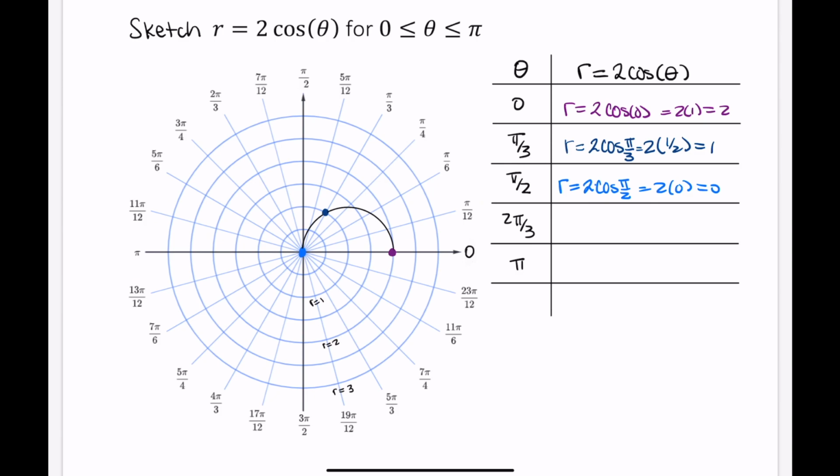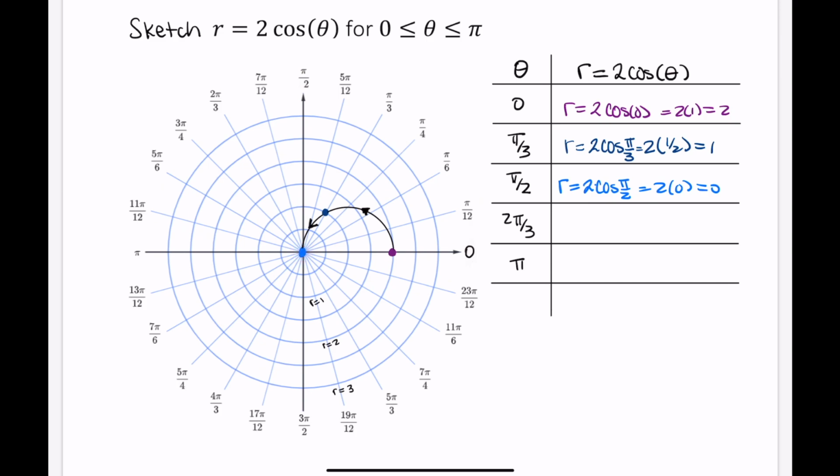As you can see here, we started with an angle of 0 and got a radius of 2. So we went all the way out to 2. Then we went to an angle of pi over 3, which is along this line, and got a radius of 1. So we drew a point at 1. So we're traveling in this direction here. And then finally, we looked at an angle of pi over 2, which is up here vertically, and we got a radius of 0. So let's keep going now.